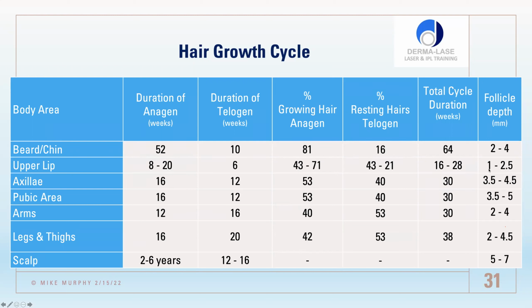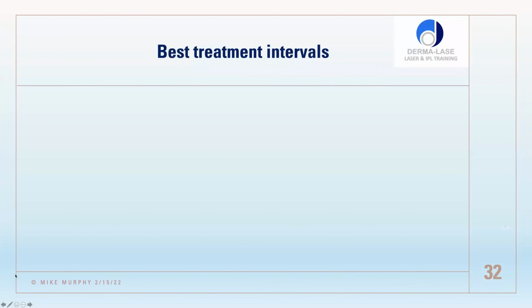Whereas for the upper lip, some of these follicles are only 1 millimeter deep, so they're really quite superficial. So we have to consider this and the anagen, catagen, and telogen phases to try and figure out the best times and the best energies. It really is a minefield. I gotta say, it's tricky stuff.